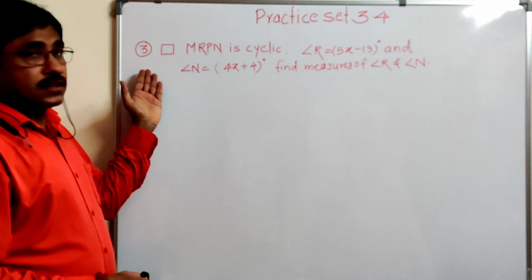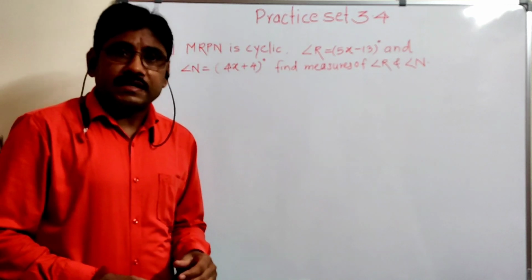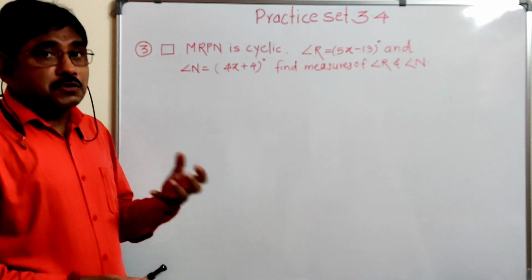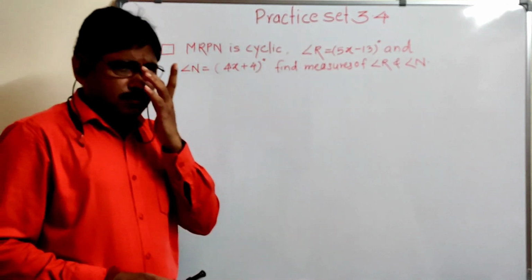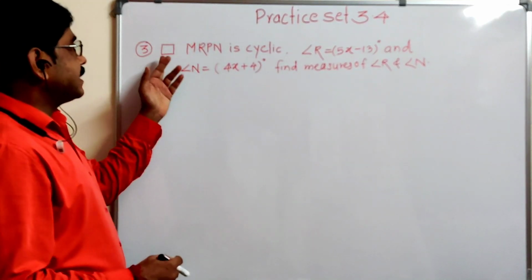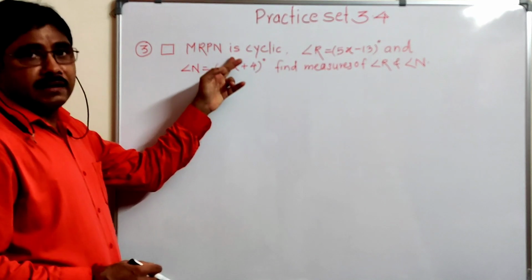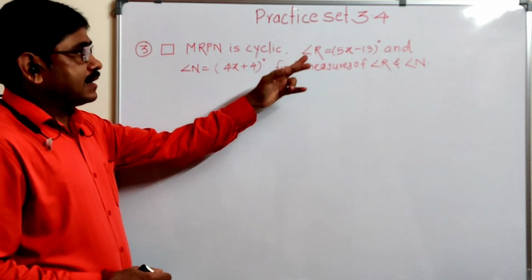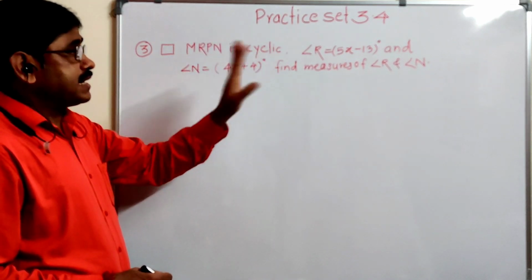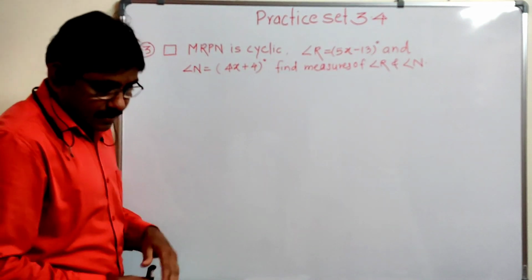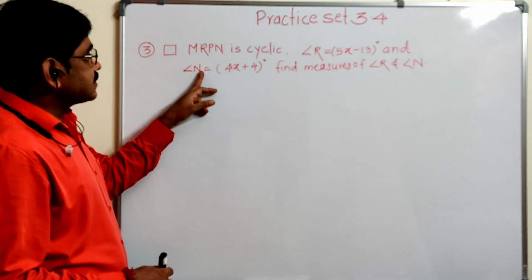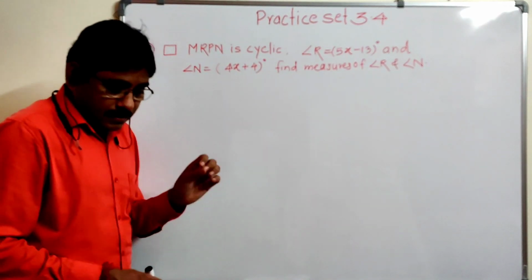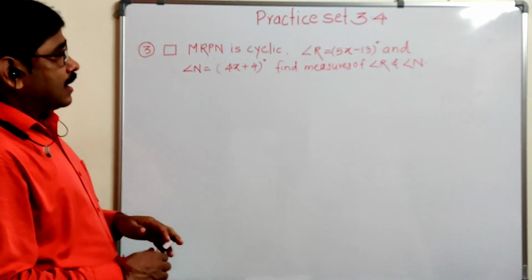Here it is the third sum from practice set 3.4. So how to solve? Using the concept of cyclic quadrilateral. Here what is given? Quadrilateral MRPN is cyclic. Then angle R is 5x minus 13 degree, and second, angle N is 4x plus 4 degree. Then find the measures of angle R and N.